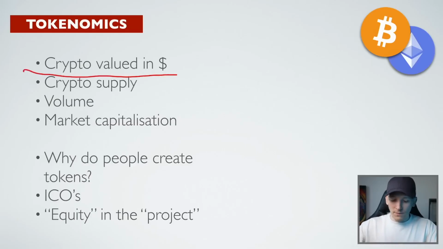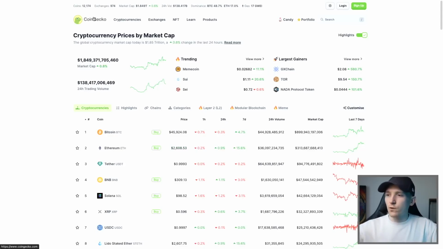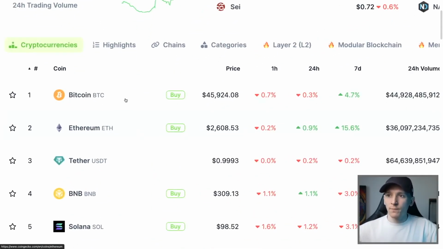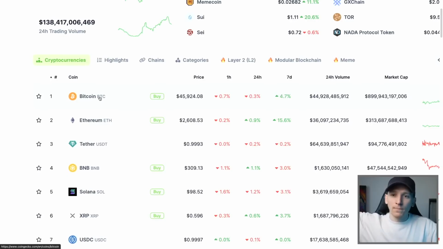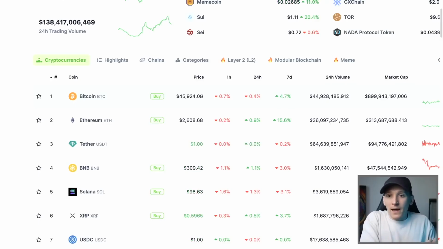Firstly, we value cryptos in dollars. So if you go to a site like CoinGecko, you'll see down here all of the cryptos, and they're usually listed by the most valuable first, which as of making this video is BTC. And you can see the price here. This price represents how many dollars it takes to buy 1 unit of the cryptocurrency. So as of right now, 1 unit of Bitcoin costs around about $46,000. Now you can buy a fraction of a Bitcoin, so you can buy 0.0001 of a Bitcoin, no problem. It's going to cost you a lot less money, but it's 1 unit of the crypto. How many dollars does it take to buy that?